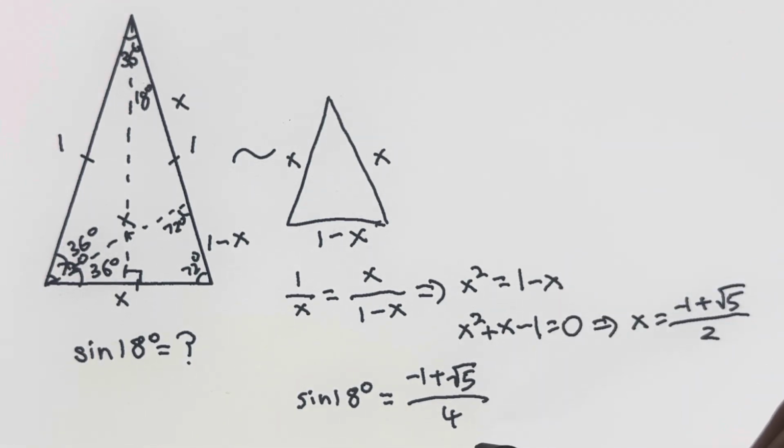So the answer to this problem is the value of sine 18 degrees is negative 1 plus square root 5 over 4. And that's how you solve this problem.